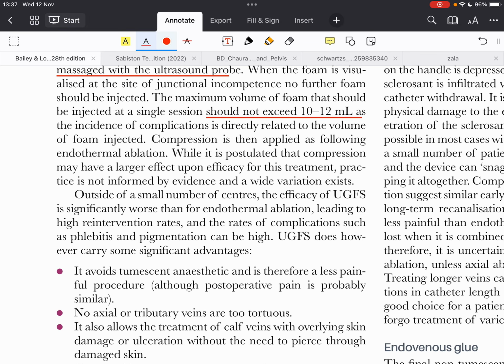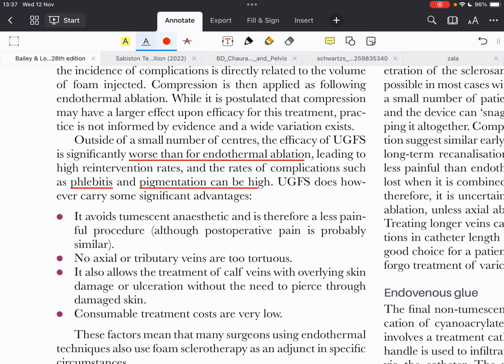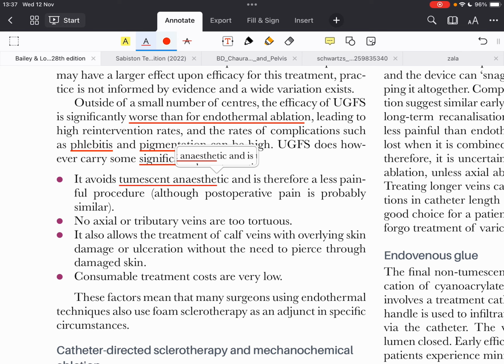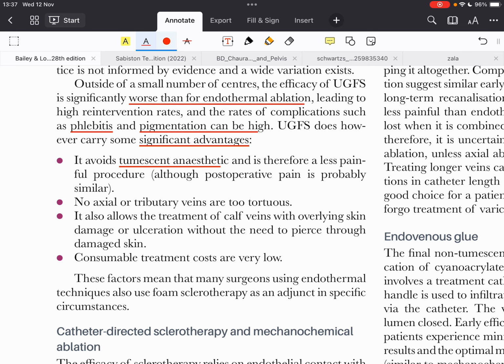Outside of a small number of centers, the efficacy of UGFS is significantly worse than for endothermal ablation, leading to high reintervention rates, and the rates of complications such as phlebitis and pigmentation can be high. UGFS, however, carries some significant advantages. It avoids tumescent anesthetic and is therefore a less painful procedure, although post-operative pain is probably similar.